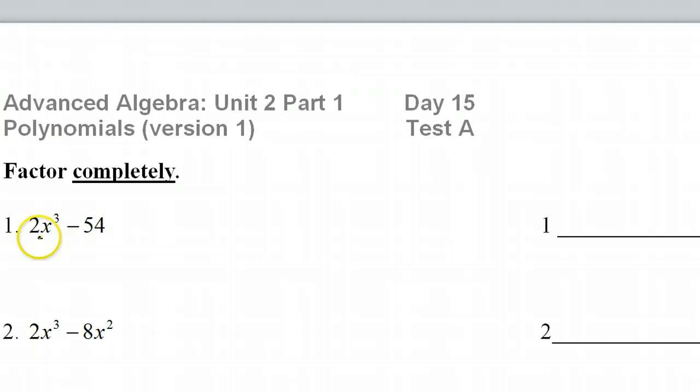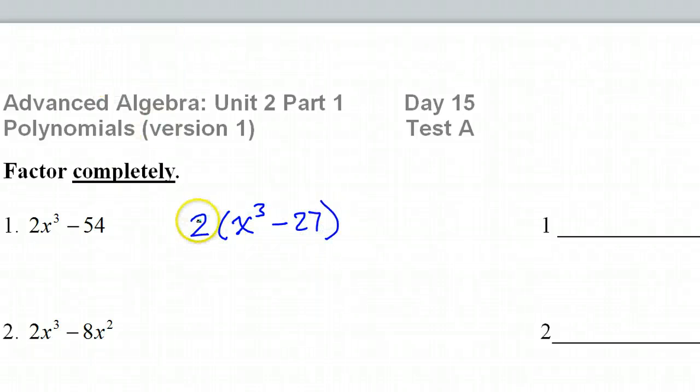The first step of factoring is to look for a common factor. I see that both of these are divisible by 2. So if I pull out that 2, I can see what's left. That's going to leave x to the third power minus 27. Remember, when you pull out a common factor like this, you are dividing. So those 2's cancel. That gives me x to the third power. 54 divided by 2 is 27.